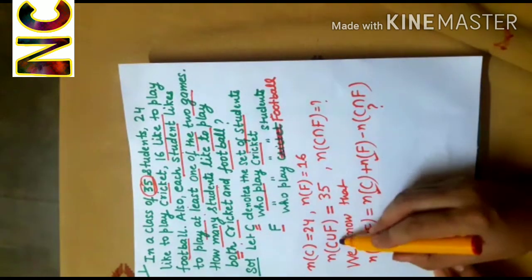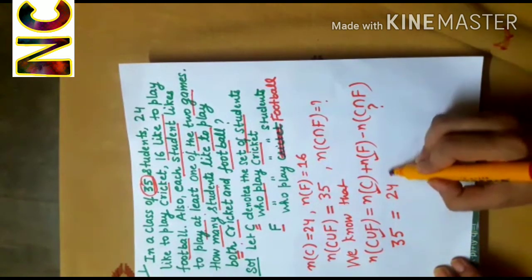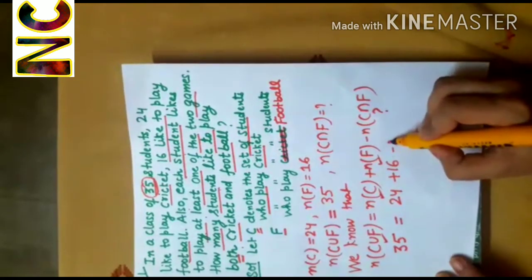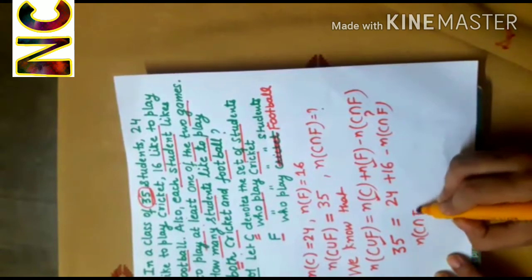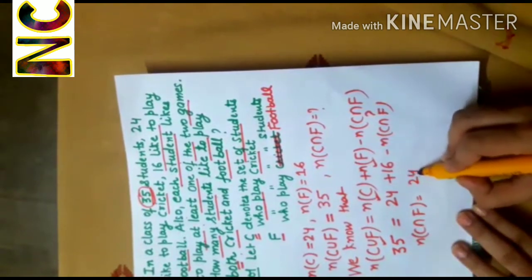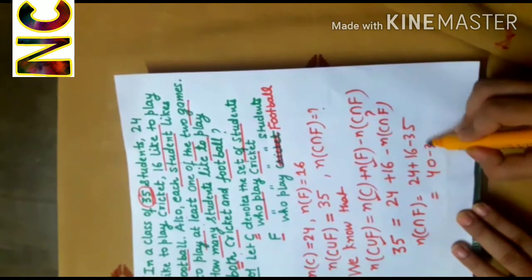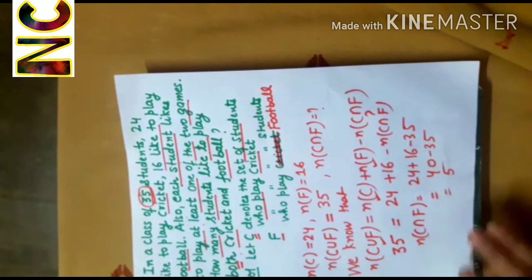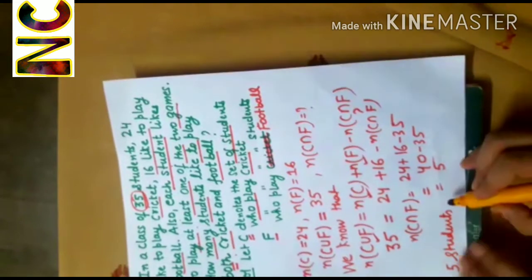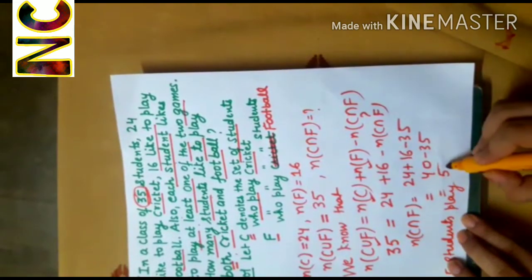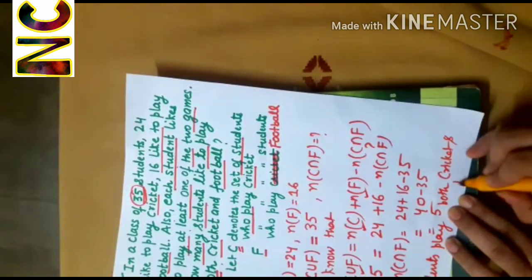So the number of elements in C union F is 35, this is 24, this is 16, and this we need to determine. So from here, this will be equal to 24 plus 16 minus 35, that is 5. So 5 students play both cricket and football.